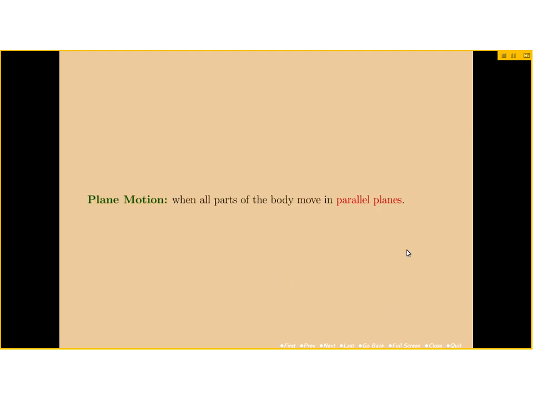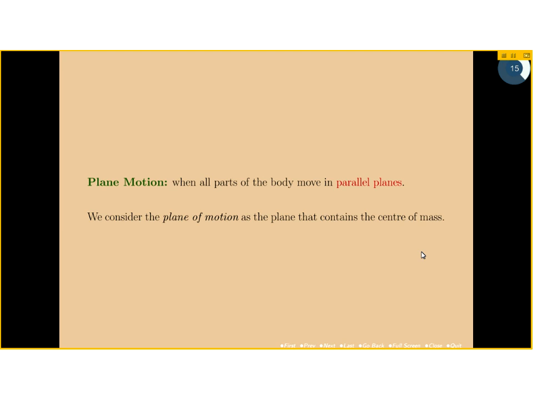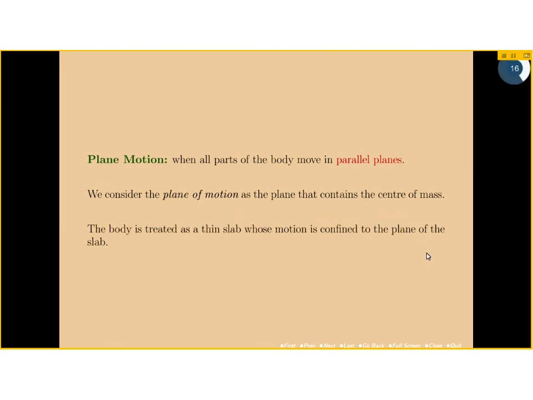So I hope that I've explained what is meant by when all parts of the body move in parallel planes. When we can actually use this description of planar motion, the way that we do this is that we consider the plane of motion as the plane that contains the center of mass of the body. In other words, yes, we can think of the body as if each plane in the body moves in its plane parallel to the other planes in the body, but we're going to focus just on one of these planes, namely the plane that goes through the center of mass of this body.